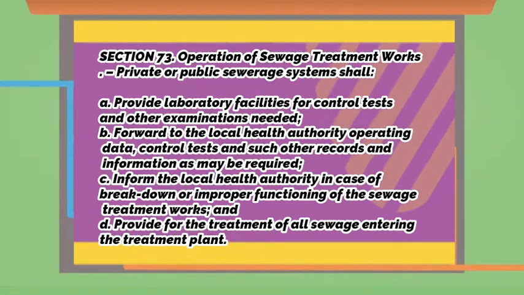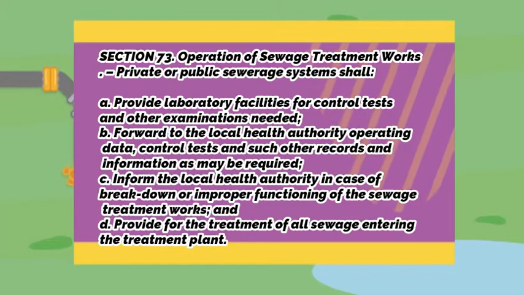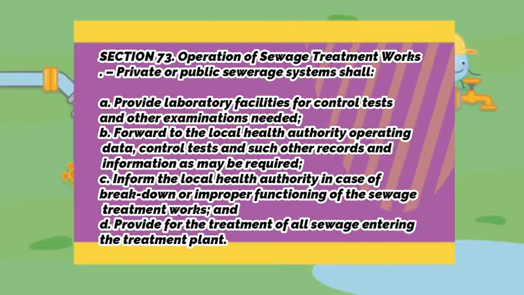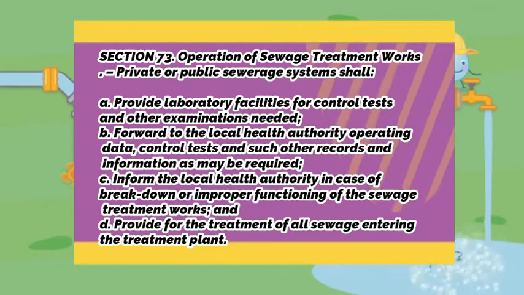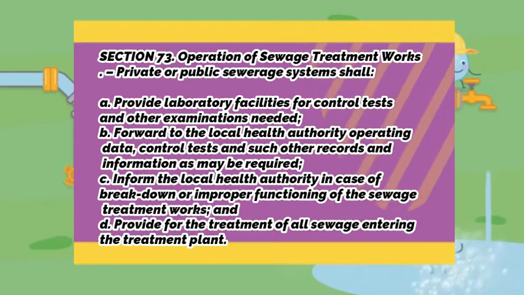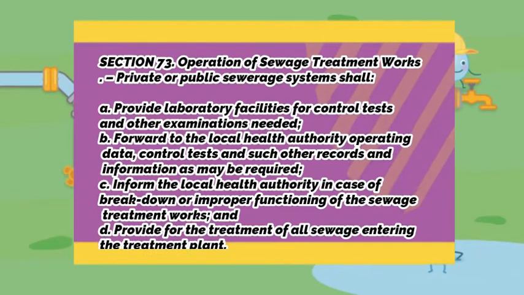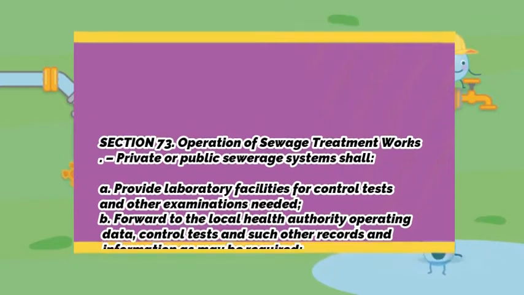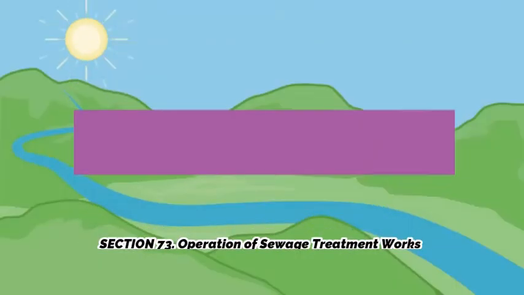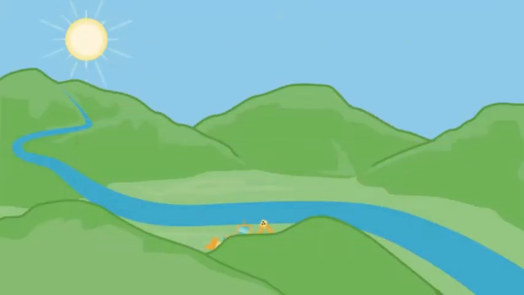Letter B. Forward to the local health authority operating data, control tests, and such other records and information as may be required. Letter C. Inform the local health authority in case of breakdown or improper functioning of the sewerage treatment works. And Letter D. Provide for the treatment of all sewage entering the treatment plant.